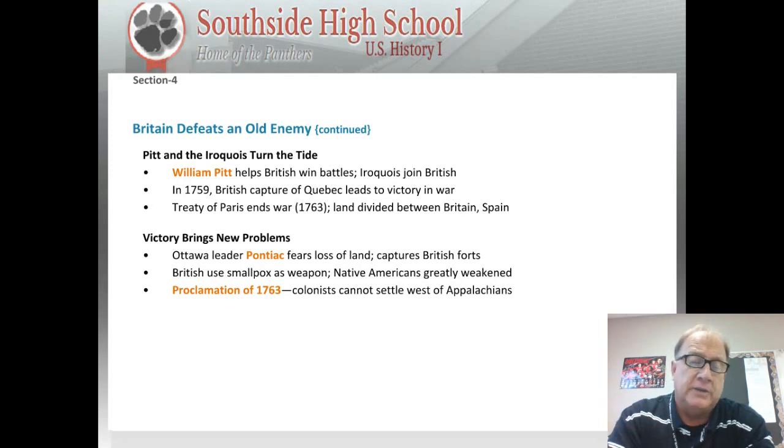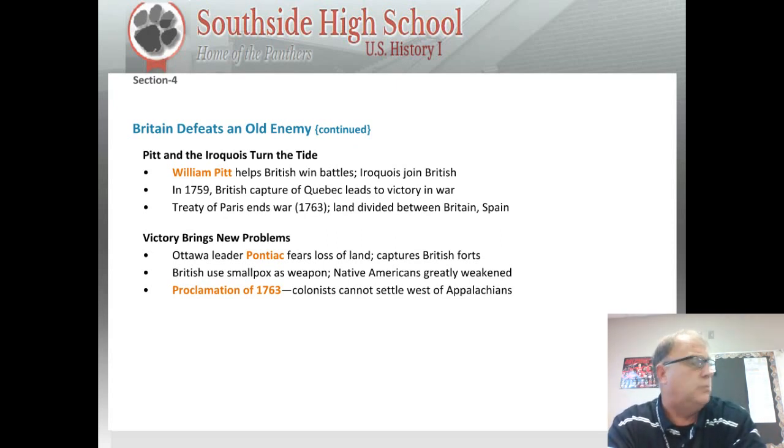An Ottawa Indian whose name was Pontiac, the chief, feared that by losing the French support, they would lose land to the British, and he captured many British forts. This is known as the Pontiac Rebellion. The British used smallpox as a weapon. They actually had smallpox-infested blankets and things of that nature, and it killed many Native Americans. This was one of the first uses of biological warfare in the New World.